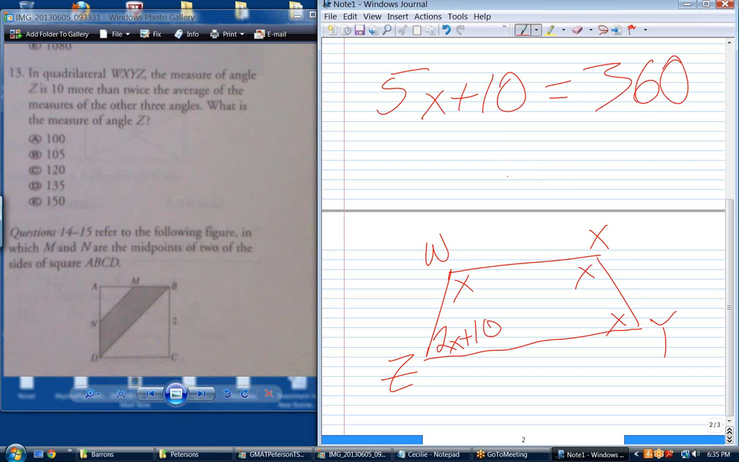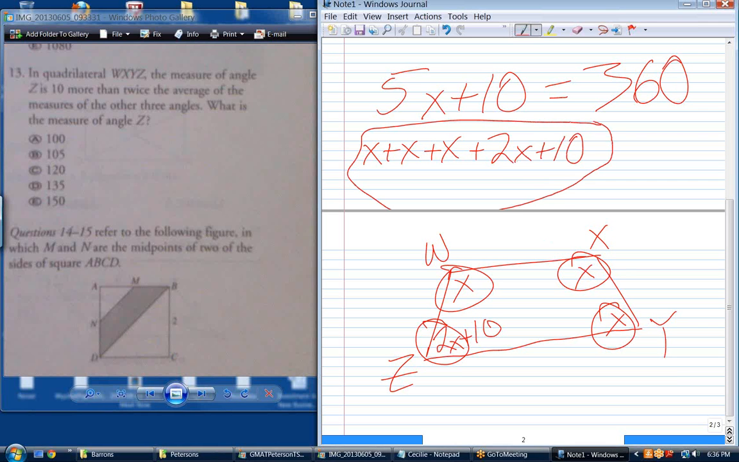Why do you have 5x? Where does that come from? Because there's 1x, 2x, 3x, 4, 5x. In other words, I'm adding x plus x plus x plus 2x plus 10. There's the sum of the four angles. So when you solve it, you just solve for x. Right. And they want angle Z, which we know to be 2x plus 10.